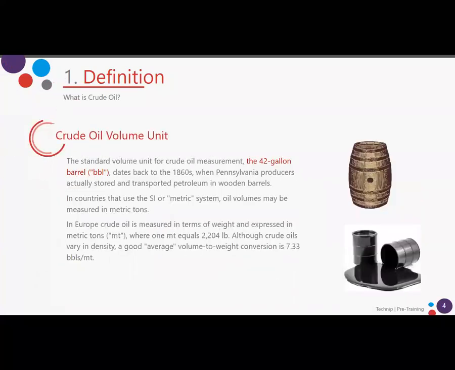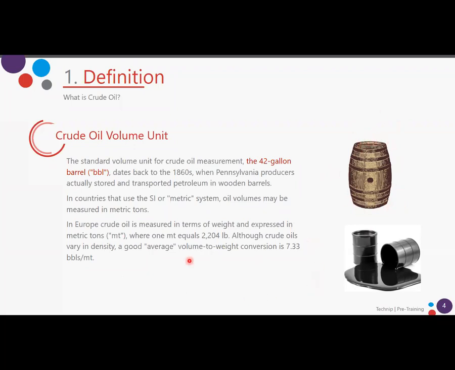Which volume unit do we use for the crude oil? The standard volume unit for crude oil measurement is the barrel, the 42-gallon barrel. This 42-gallon barrel is about 159 liters or 35 imperial gallons. This dates back to the 1860s when Pennsylvania producers actually stored and transported petroleum in wooden barrels. They used this wooden barrel to transport the crude oil.